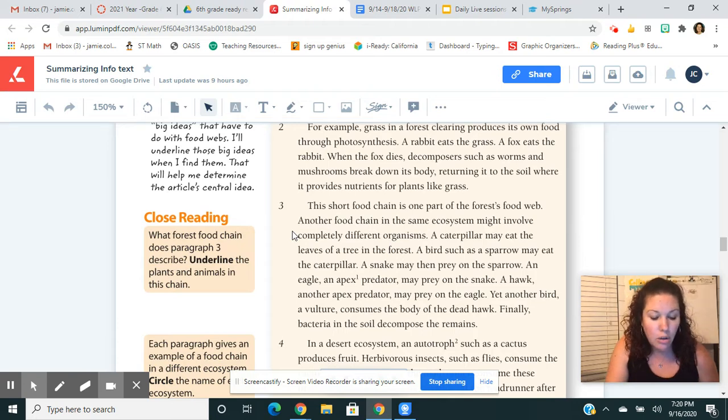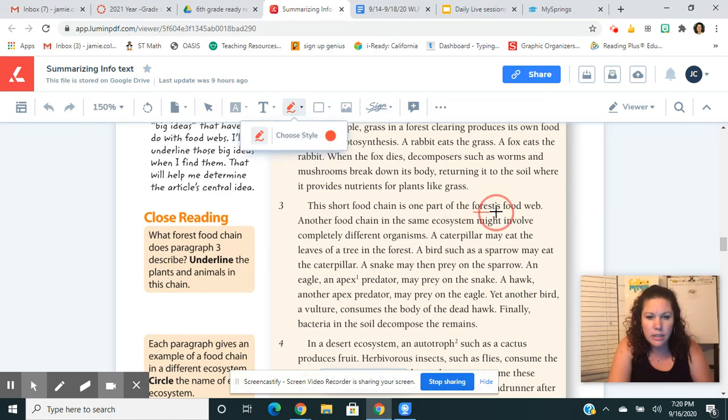Okay, so we've got the forest, right? We've got the leaves of the tree. We have the bird. So let's underline those. So we have the forest. We have caterpillar, the leaves of a tree because the caterpillar eats the tree. Then we have the bird, such as a sparrow, and that eats the caterpillar. Then we have the snake, and the snake eats the sparrow. Then you have an eagle that eats the snake.